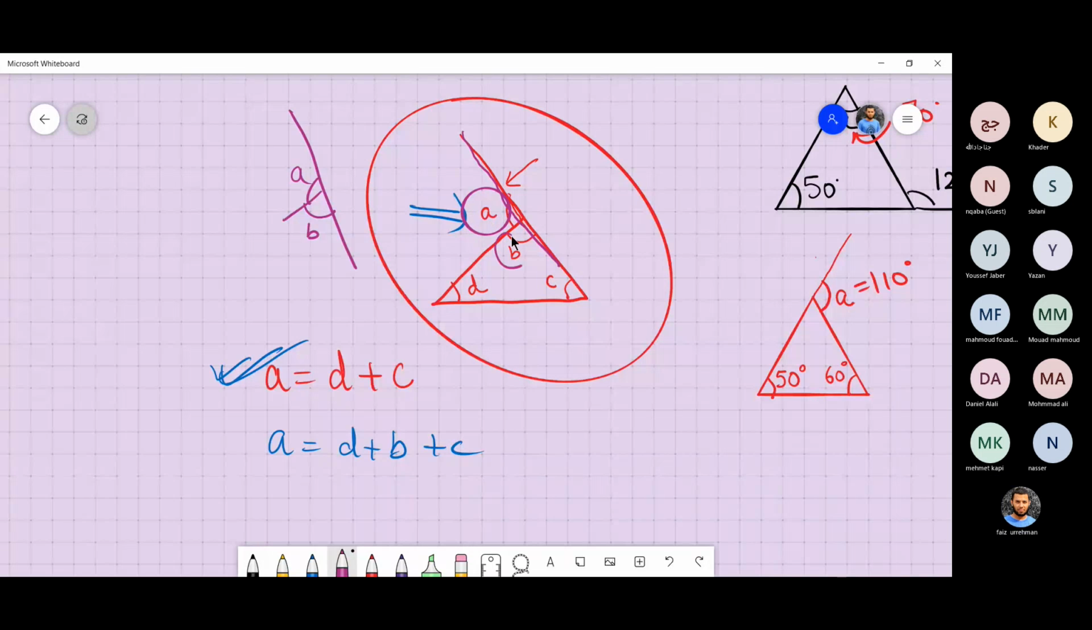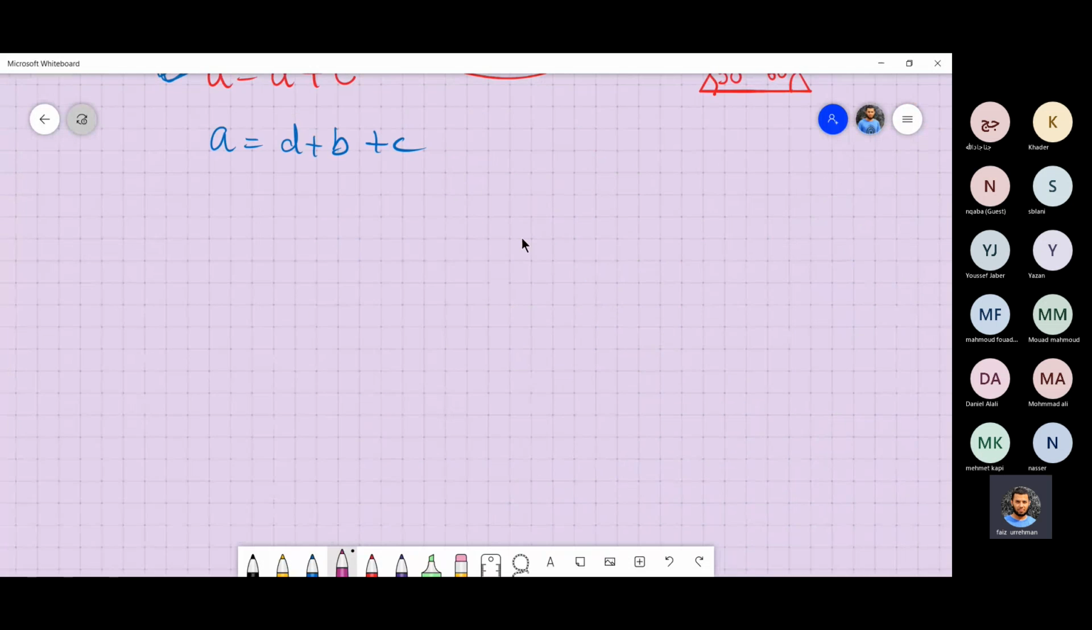Angle B. Yes. So angle B is the interior for angle A. Correct? Correct. So the interior angle we have to hide, we don't have to use that one. We have to use the opposite ones, these ones, T and C. Okay. Now similarly, I will give you one more solved example.